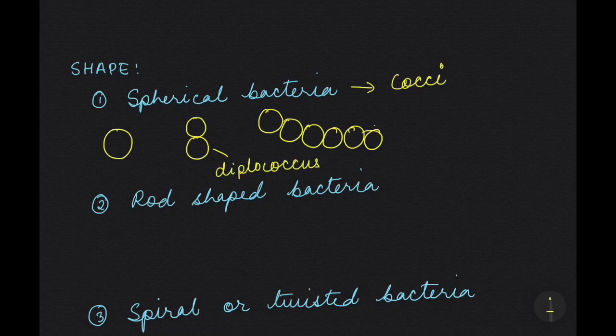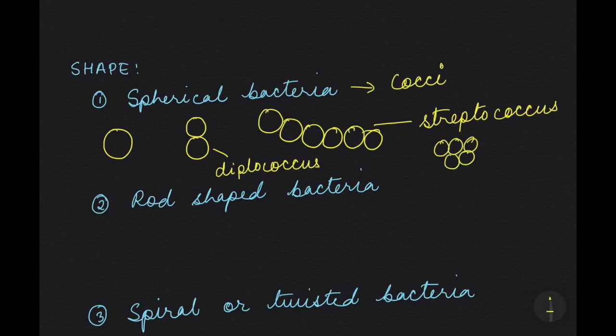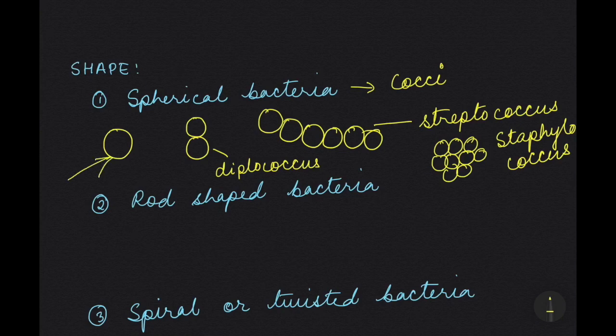And this is in long chains, which means streptococcus, and sometimes they may come together and form groups. When they form a group, then they are known as staphylococcus. So spherical or cocci bacteria occur in pairs, diplococcus. If they are single, they are just coccus. In pairs, diplococcus. Long chain, streptococcus. Or in clusters, in groups, staphylococcus.